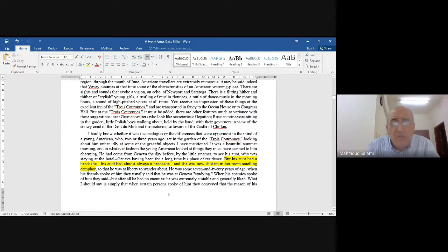It was a beautiful summer morning, and in whatever fashion the young American looked at things, they must have seemed to him charming. He had come from Geneva the day before by the little steamer to see his aunt, who was staying at the Hotel, Geneva having been for a long time his place of residence. Notice the narrator introducing to us the main character, Winterbourne, and his aunt, and the way he came to see his aunt in Vevey, because he was living in Geneva.